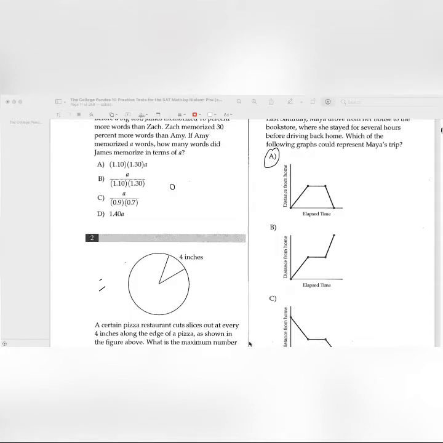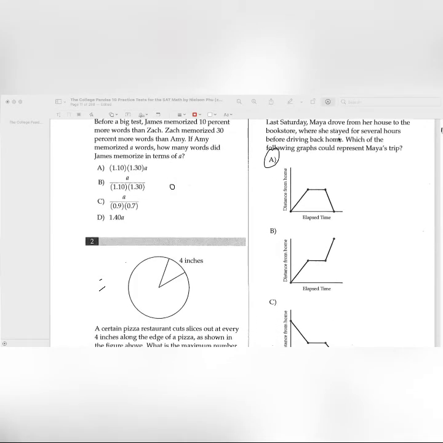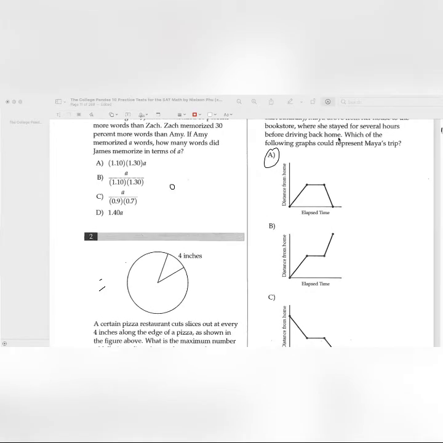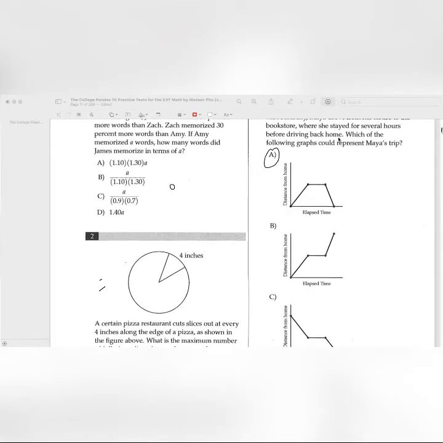Basic graphs. Is that good? Yeah, so how many hours do you study a day for the SATs?